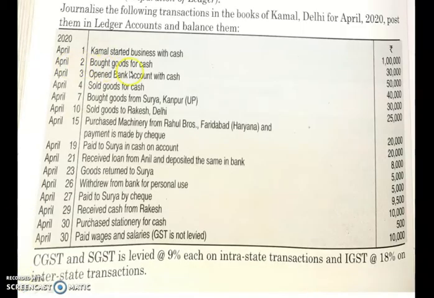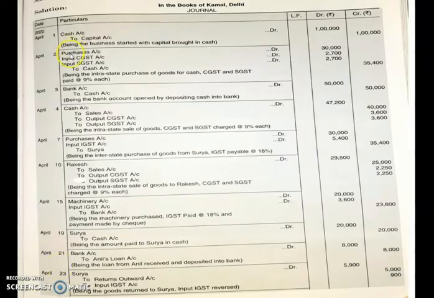Now the next entry is April 2, bought goods for cash. So we have purchased some goods for cash, that is 30,000. When GST is there, you know that the wording you are supposed to use is: purchase account is debited, input CGST account and input SGST account, to cash account.